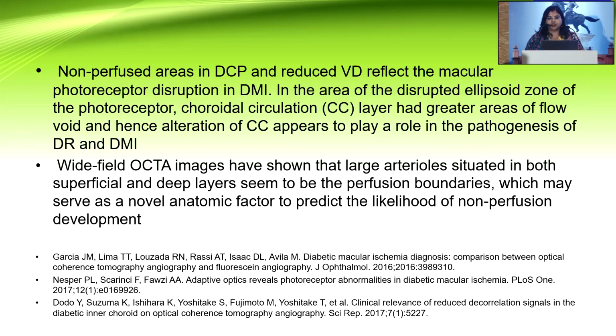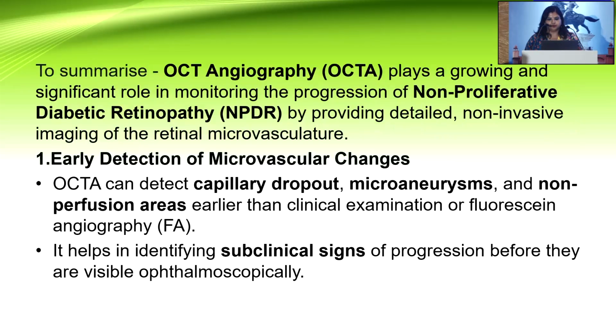In the area of disrupted ellipsoid zone of photoreceptor, choroidal circulation layer had a greater area of flow void, and hence alteration of choroidal circulation appears to also play a role in the pathogenesis of NPDR and DMI. Wide field OCTA images have shown that large arterioles situated in superficial and deep layers seem to be the perfusion boundaries, which may serve as a novel anatomic factor to predict the likelihood of non-perfusion development.